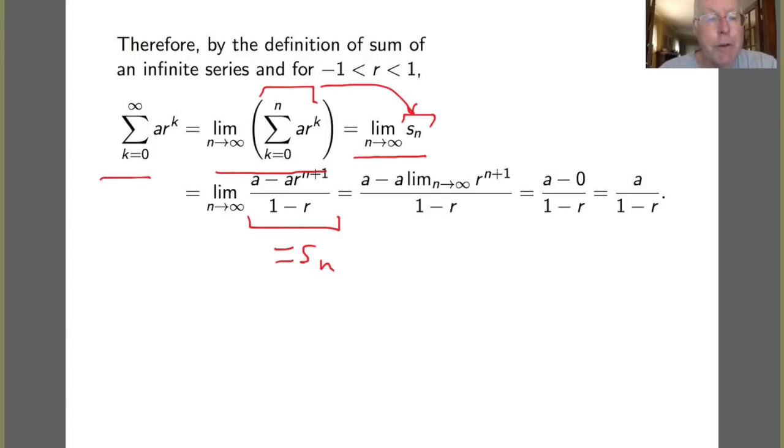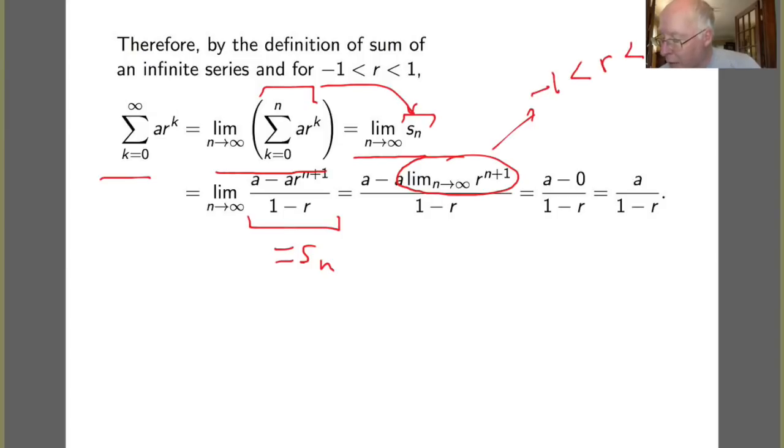Now take the limit as n goes to infinity. The only place n occurs is in this exponent, so we can take this limit by moving the limit inside and focusing on this term, the only term that has the n in it. And again, remember, because r is between minus 1 and 1 and not equal to minus 1 or 1, that limit turns out to be 0. And so we get a over 1 minus r.